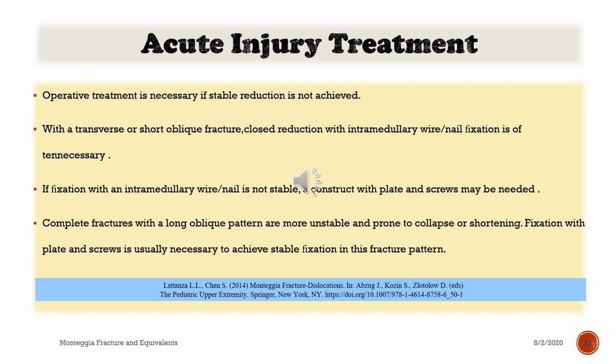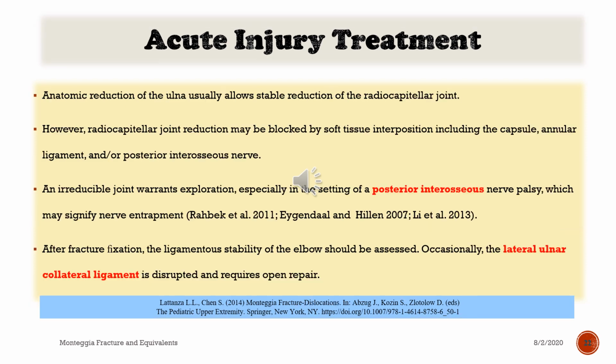Complete fractures with a long oblique pattern are more unstable and prone to collapse or shortening. Fixation with plate and screws is usually necessary to achieve stable fixation in this fracture pattern. Anatomic reduction of the ulna usually allows stable reduction of the radiocapitellar joint.